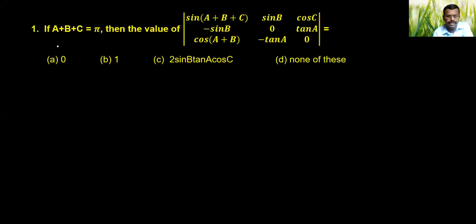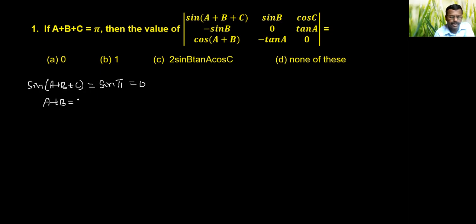So the first problem is: if a plus b plus c equals pi, then find the value of the determinant with rows sine of (a plus b plus c), sine b, cos c; minus sine b, 0, tan a; cos of (a plus b), minus tan a, 0. Here observe, first element we will check: sine of (a plus b plus c) is equal to sine pi, because they gave a plus b plus c is pi. We know that sine pi is 0.